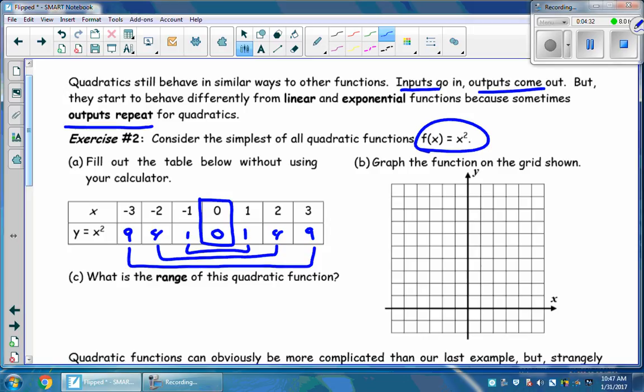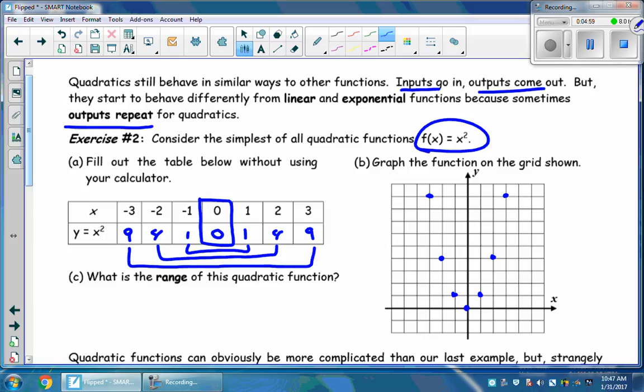Now it says here we're going to graph it, so I'm going to take each of those x's and y's and graph them. So I'm going to point at negative 3 comma positive 9, so starting at the origin, count 3 spaces to the left, and then 9 spaces up. Then I'm going to have another point at negative 2 comma positive 4, and then negative 1 comma positive 1, point at 0 comma 0, point at 1 comma 1, 2 comma 4, and then 3 comma 9.